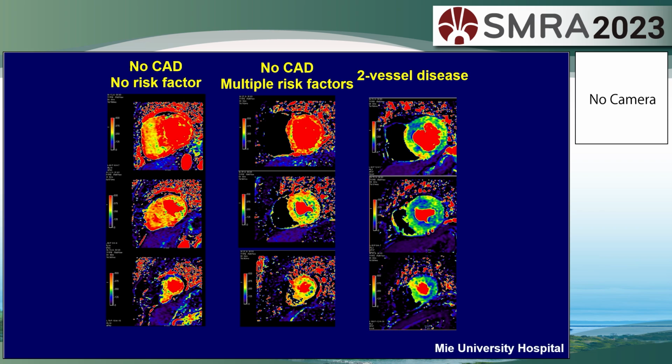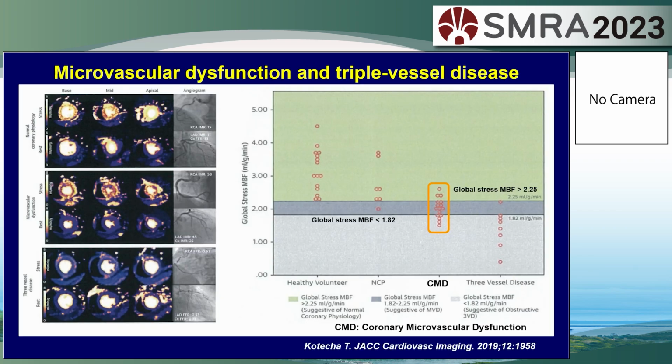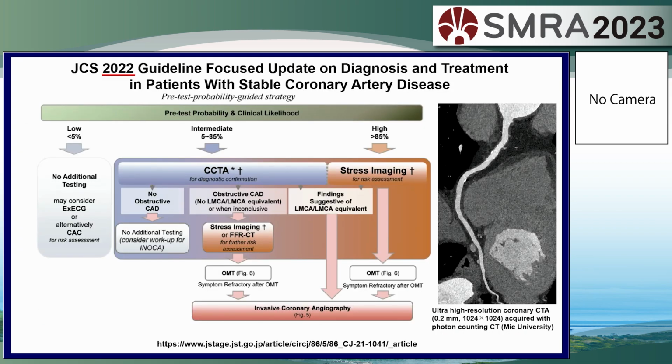So one thing that I would like to emphasize is that this is a normal case. This is a 2-vessel disease, and this in the middle, no CAD, no epicardial stenosis, but myocardial blood flow is reduced. And Kotecha has reported that compared to the normal subjects and the patients with multi-vessel disease, patients with coronary microvascular dysfunction show an intermediate reduction of the global myocardial blood flow and flow reserve.